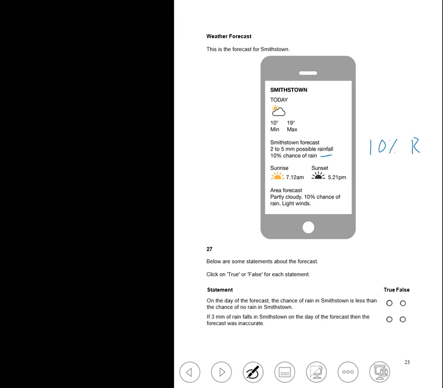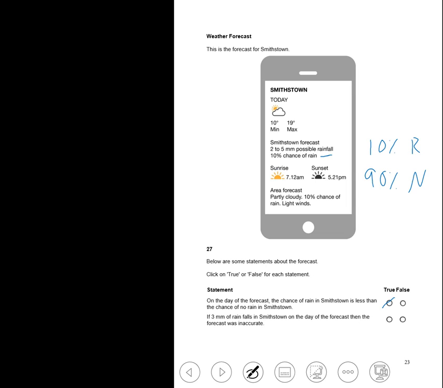That means the rest of it has to be chance of no rain. So I'll put an N for no. So clearly the chance of rain is much less than the chance of no rain. Now, if 3 millimeters of rain falls in Smithtown on the day of the forecast, then the forecast was inaccurate.